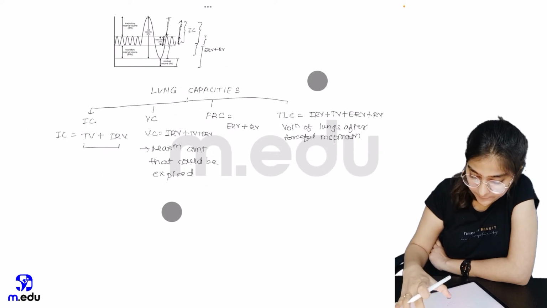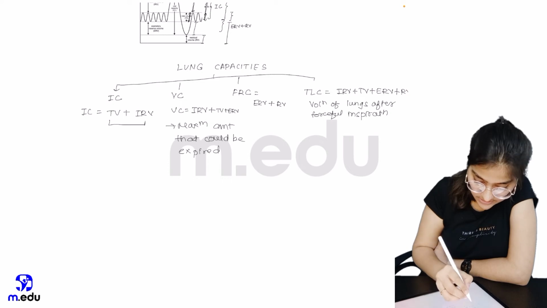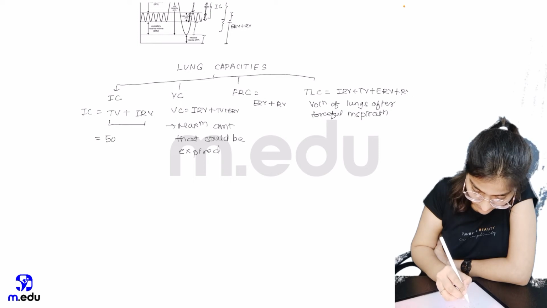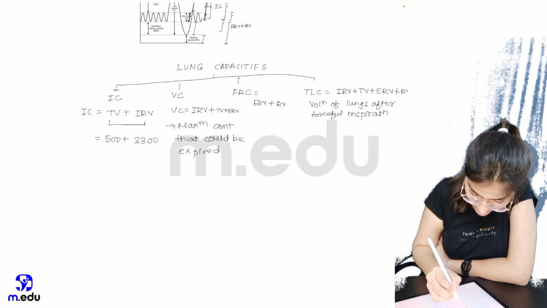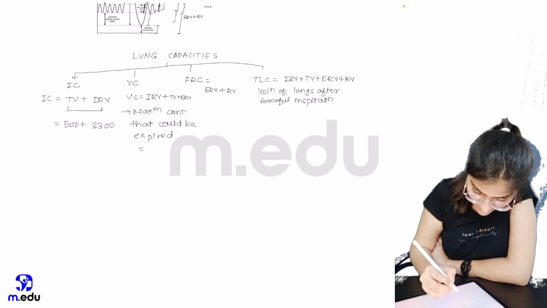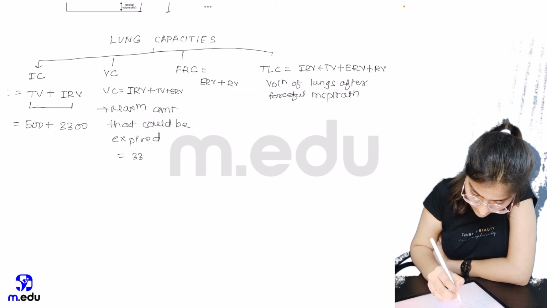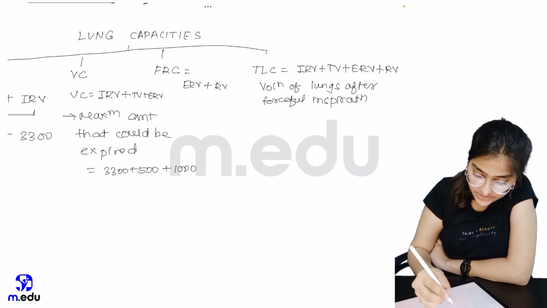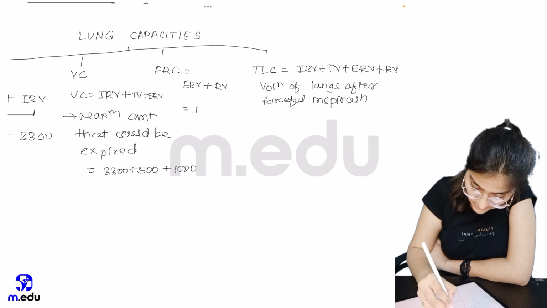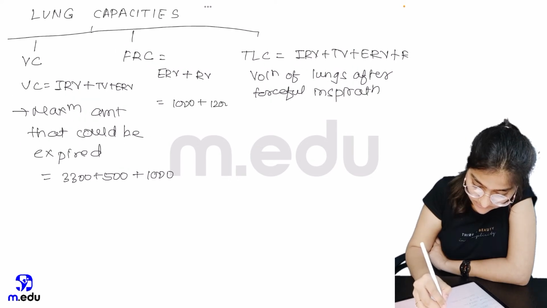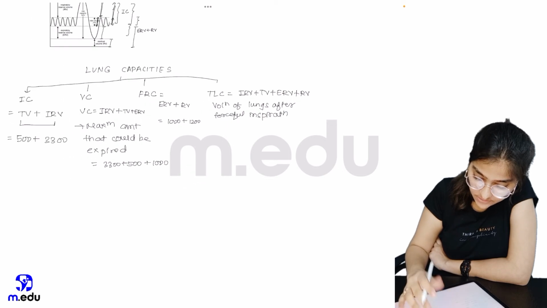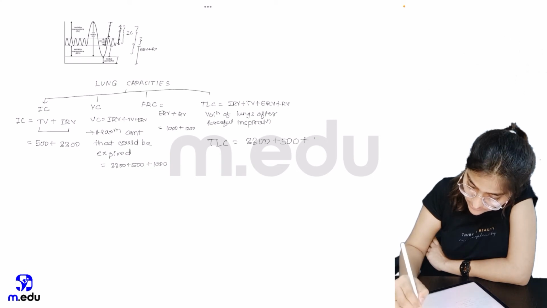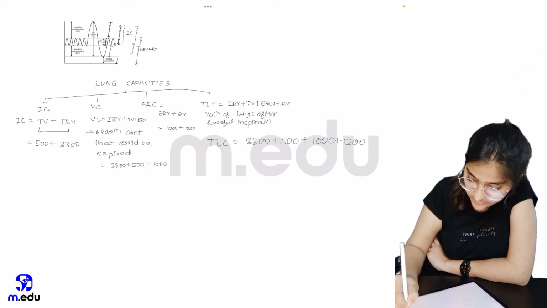Now we will determine the values of all the capacities. The inspiratory capacity is tidal volume plus inspiratory reserve volume, which is equal to 500 plus 3300 ml. The vital capacity is IRV plus TV plus ERV, which is 3300 plus 500 plus 1000 ml. The functional residual capacity is ERV plus RV, that is 1000 plus 1200 ml. And the TLC is the total lung capacity, which is equal to 3300 plus 500, ERV which is 1000, and the residual volume which is 1200 ml.